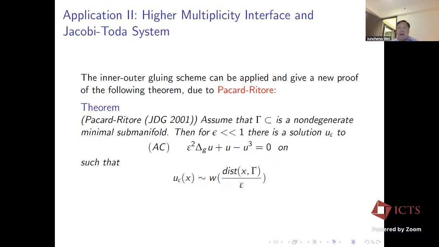So the inner-outer gluing can be applied to give a new proof of this theorem due to Pacard and Ritoré in 2001. If you have a non-degenerate minimal submanifold in M, you can construct a solution whose interface is concentrated on this non-degenerate minimal submanifold.